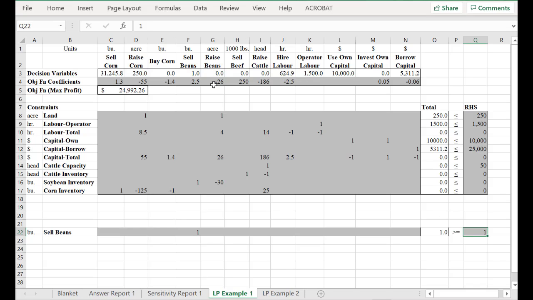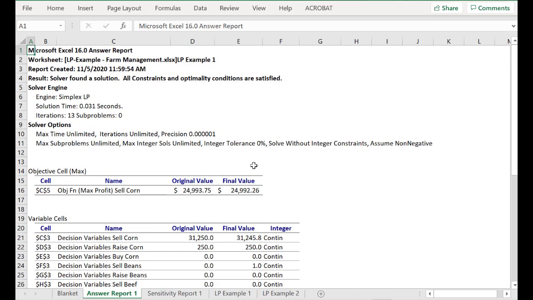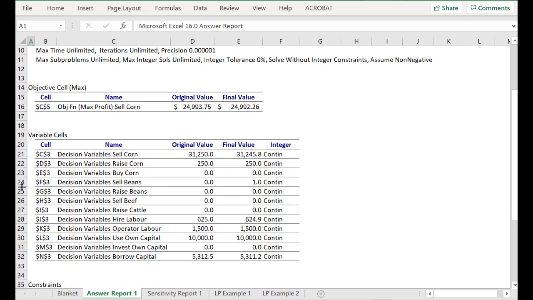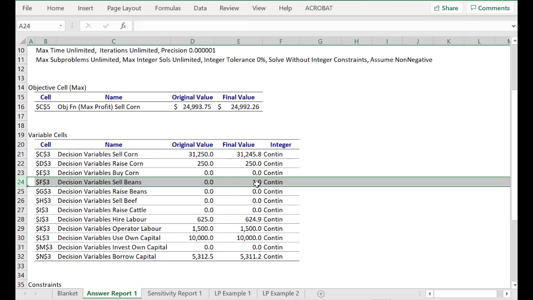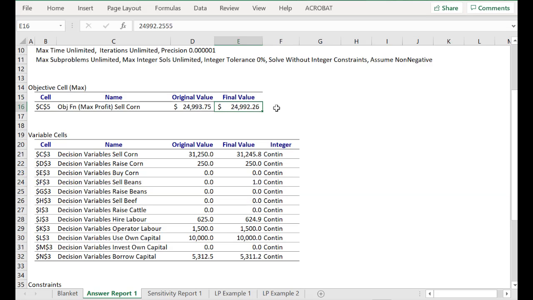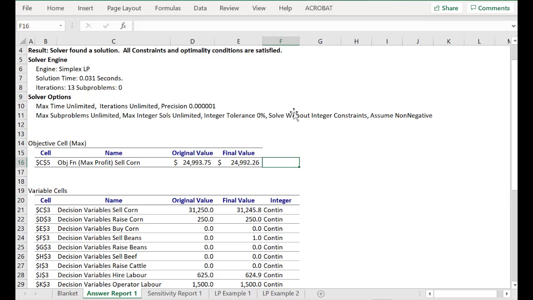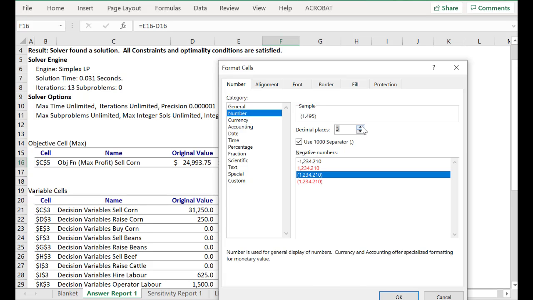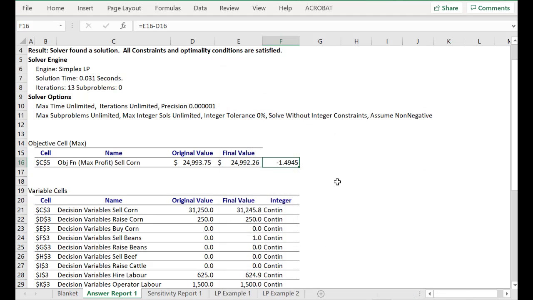You can very quickly check that this value was 0 before, and now because we are imposing the constraint that cell bins need to be greater or equal to 1, this solution changed. Let's take a look at the answer report. Here you can see this variable, the optimal solution changed from 0 to 1. And what I want to show you is the change in the objective function value. So it's this cell minus that cell. Let me format these cells a little bit differently so that you will see the value here.